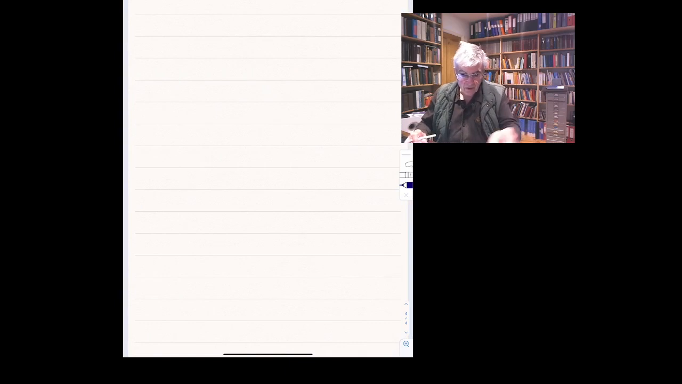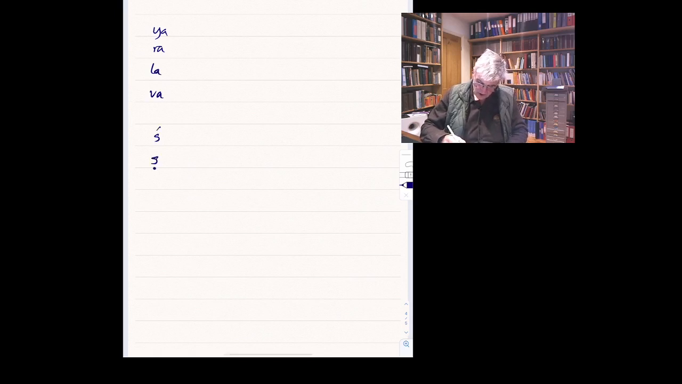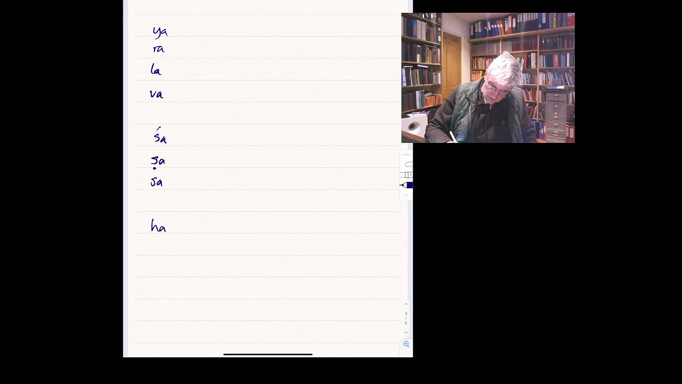Now we go over to the semivowels and sibilants, as they're called. It's the ya, ra, la, va. Then we'll do the sibilants, the sa, sha, sa, and ha. The ya, written like that.